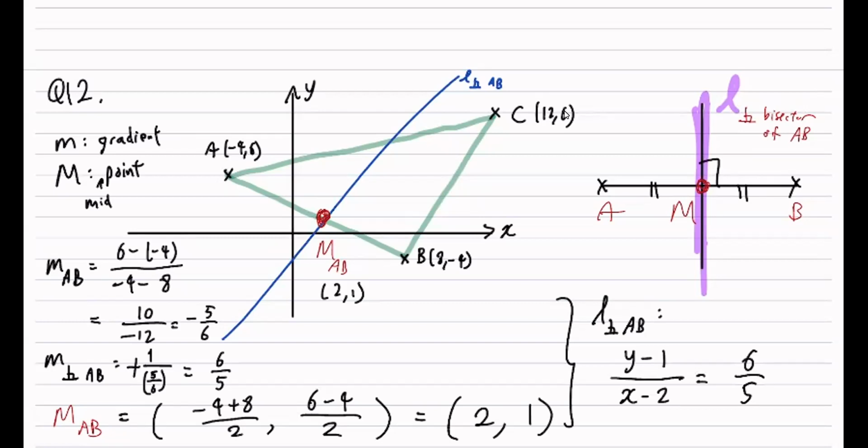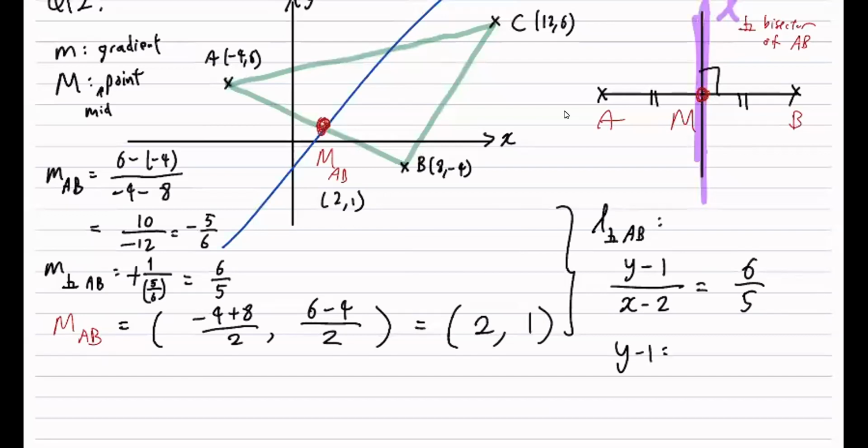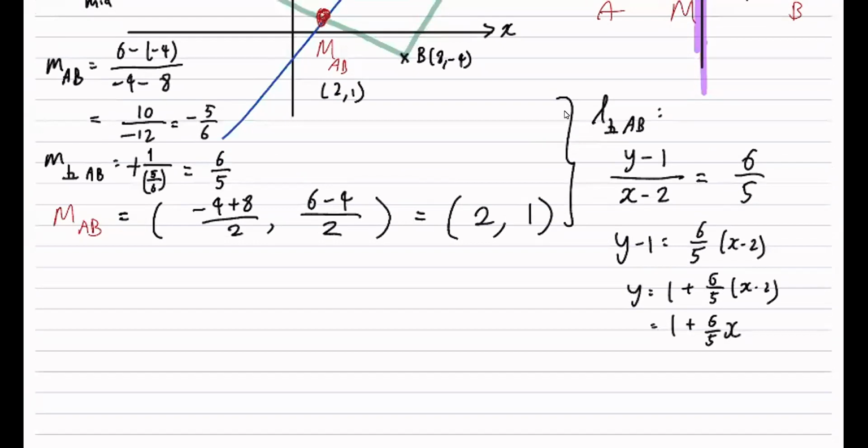Now you just simplify. 6 over 5 times (x minus 2). Then you add 1. So 1 plus 6 over 5 times (x minus 2). Then you distribute: 1 plus 6/5 x minus 12/5. 1 minus 12/5 is -7 over 5, plus 6 over 5 x. Maybe you can bring it to the right side to make it look nice, like the mx plus c format. Okay, then that is your equation. Now we move on to the next one.